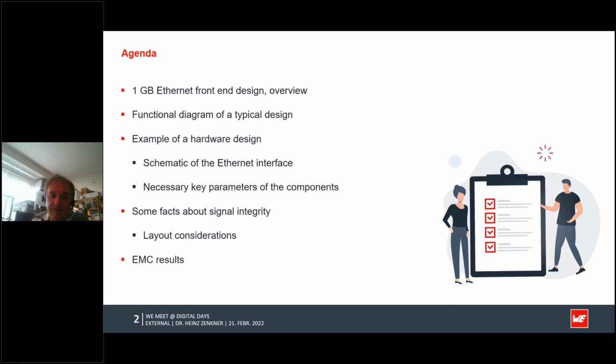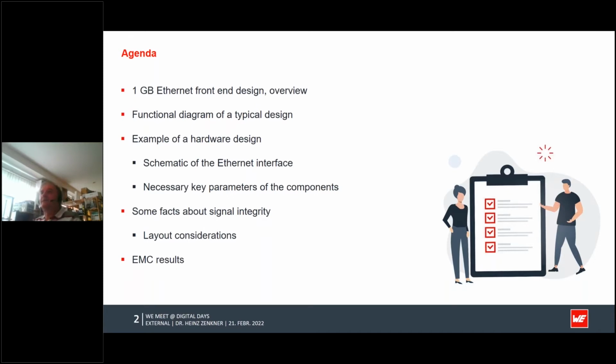The layout, together with the signal integrity and the components, is a key factor for the performance of the whole interface. Then I can show you some EMC results performed by my colleague in the EMC lab. And then we come to the questions and answers.